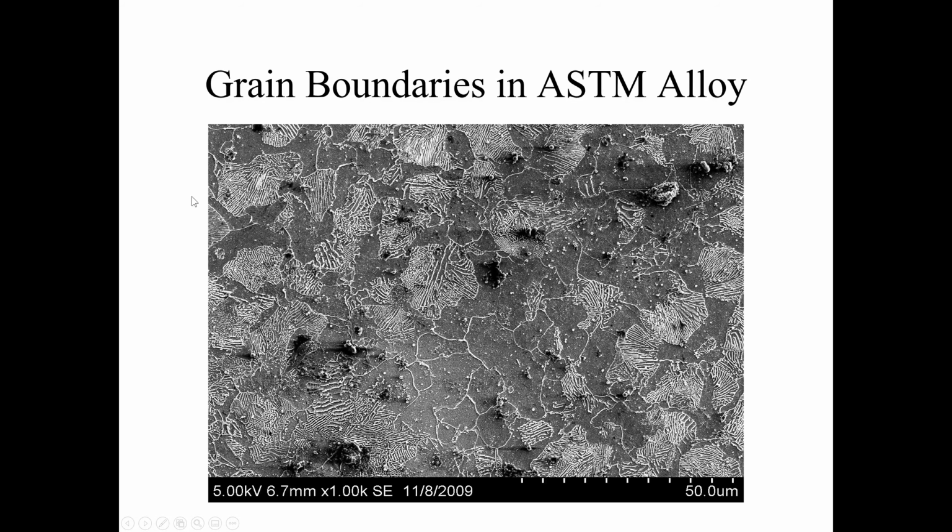These are the grain boundaries in an ASTM steel alloy. You can see the oxidation carbon deposit. It's a secondary image, so you can see the surface features well. See, even after cleaning, it's still dirty. It still has some carbon deposited on it.